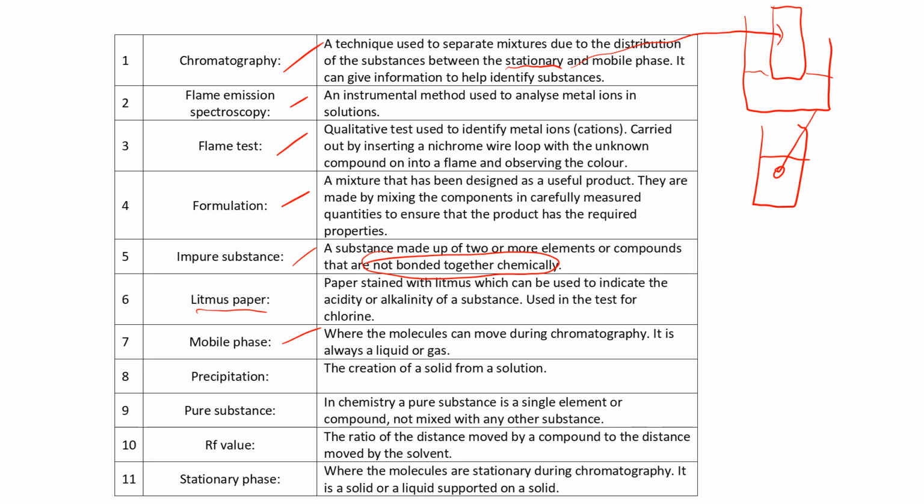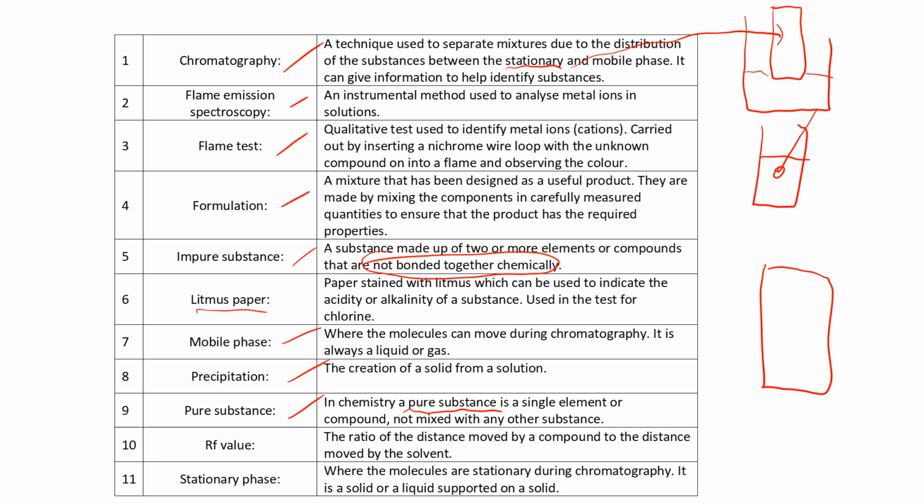Precipitate: the creation of a solid from a solution, that's when a reaction goes cloudy. Pure substance: in chemistry, a single element or compound not mixed with any other substance. Okay, so again, it's got it in there, which is a bit silly. Rf value: the ratio of the distance moved by a compound to the distance moved by the solvent.